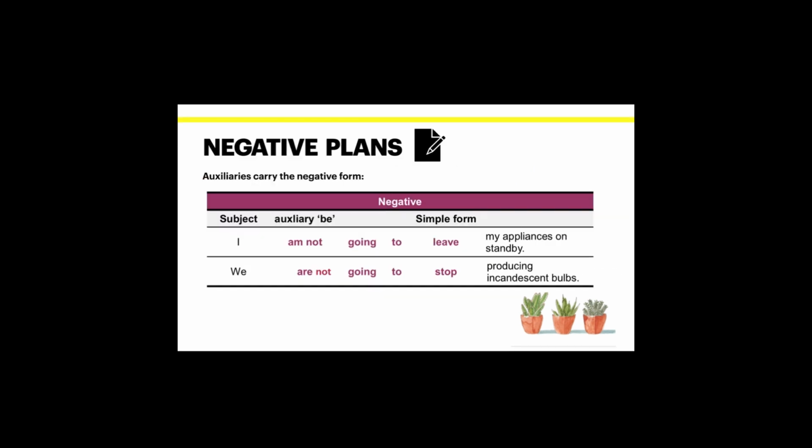When expressing negative ideas or negative plans with going to, remember that the auxiliary carries the negative form. The auxiliary in this case is the verb to be. So the examples for negative ideas could be like this. I am not going to leave my appliances on standby. We are not going to stop producing incandescent bulbs.